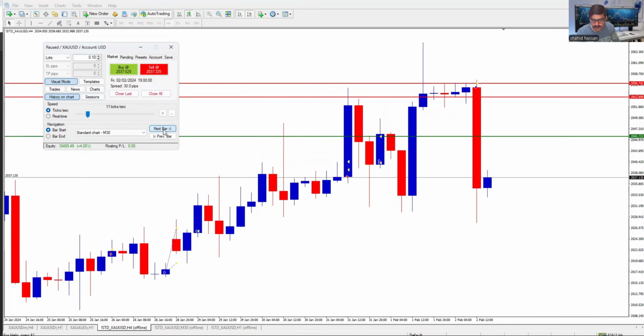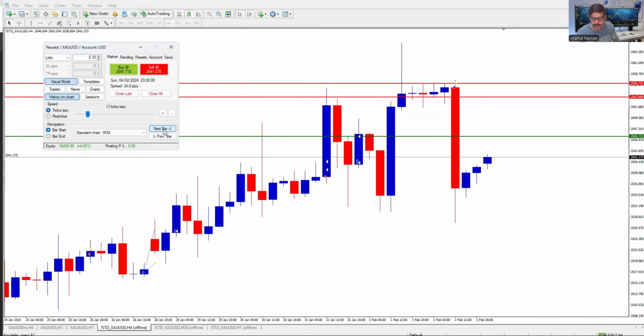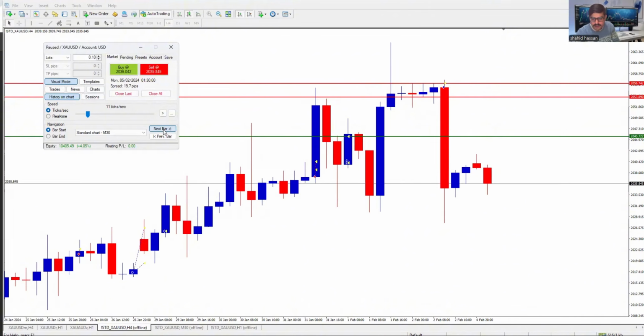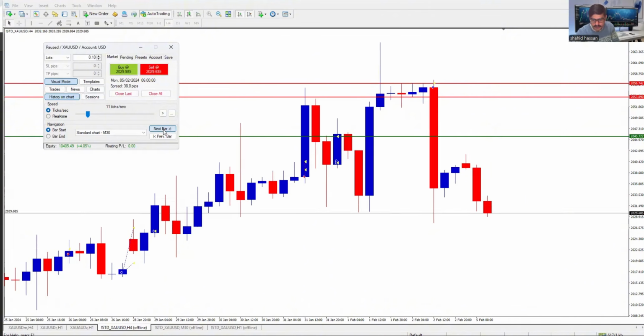We can work on the SLs which are being done. We can change the strategy. See here, the market is against us. It is coming against us. Which session is it? New York session.